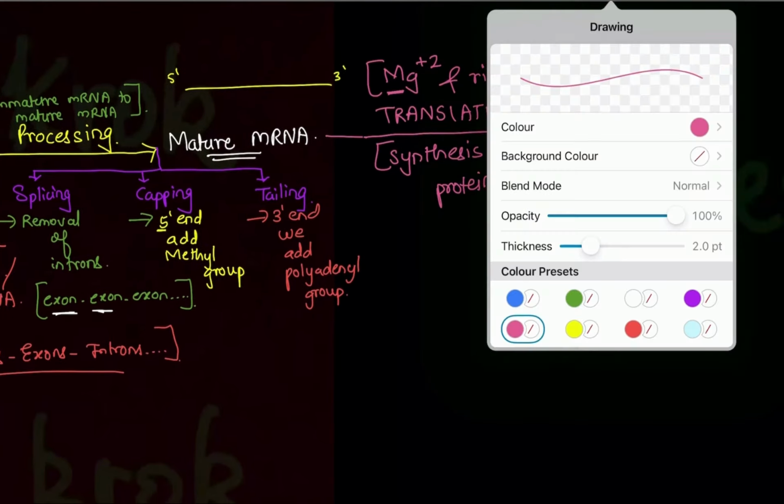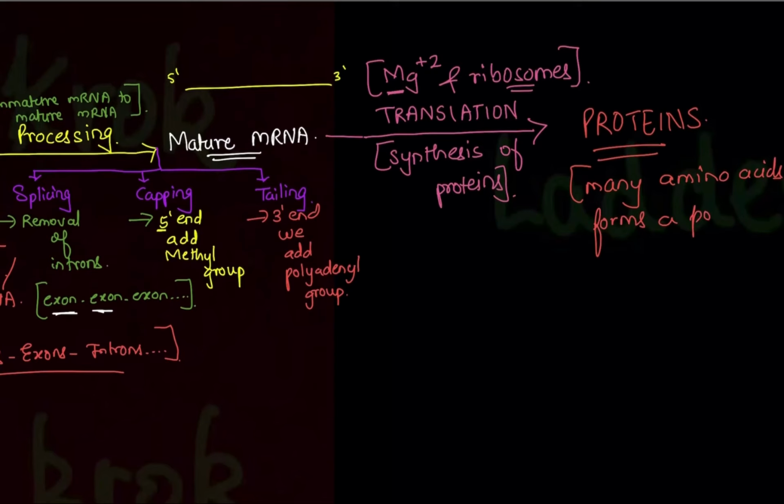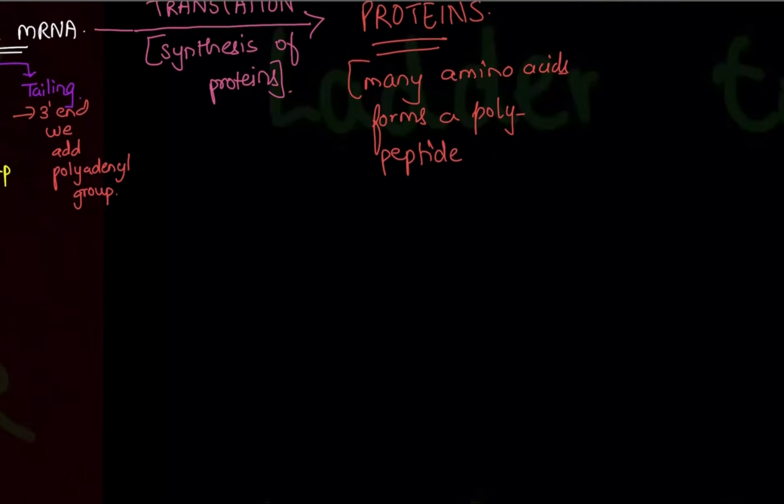So what is formed at the end? Proteins are formed. Various amino acids are formed, and these amino acids come together and form a polypeptide chain, which is protein. So write down: many amino acids form a polypeptide chain. That is proteins.